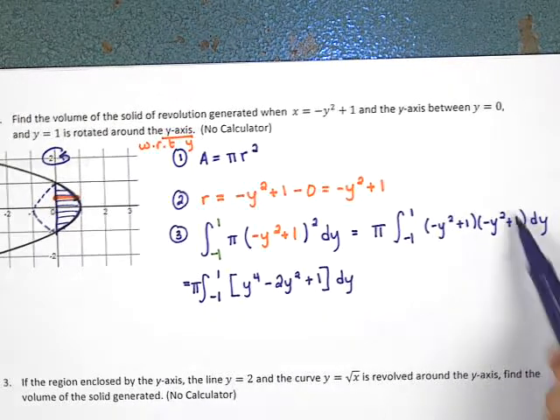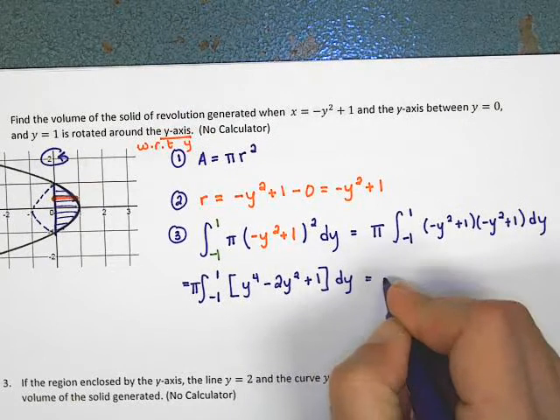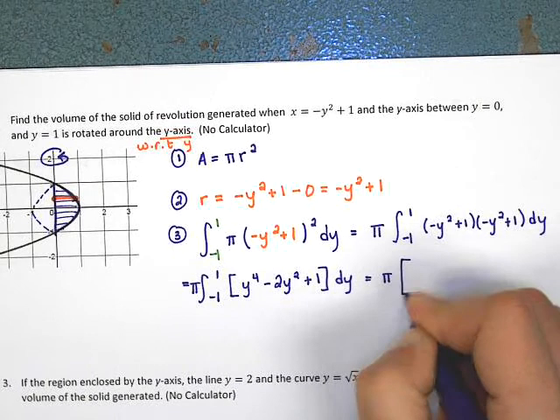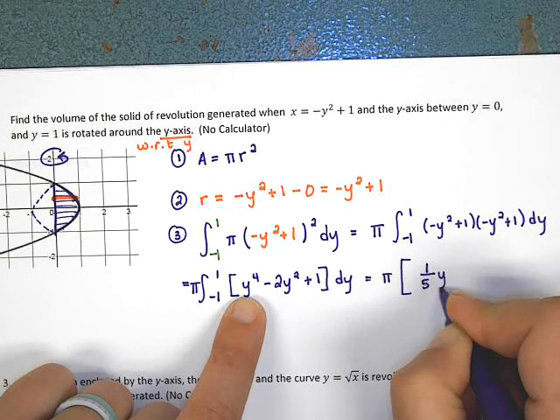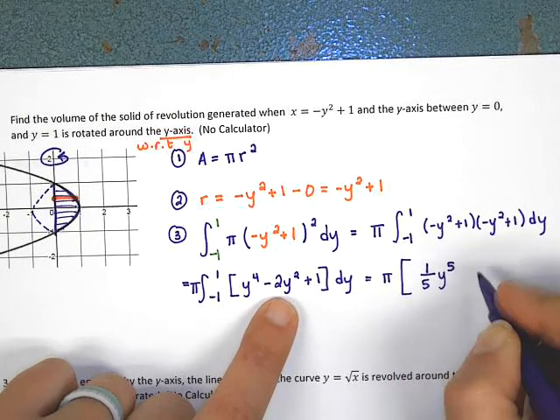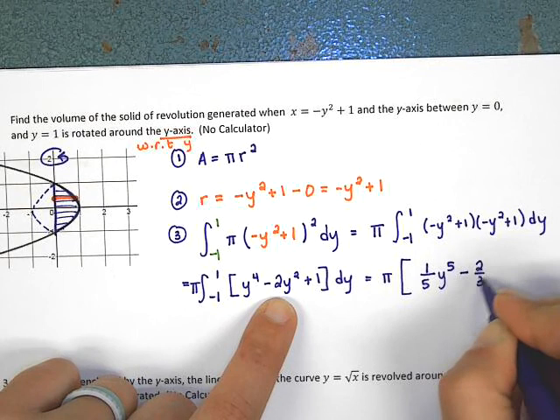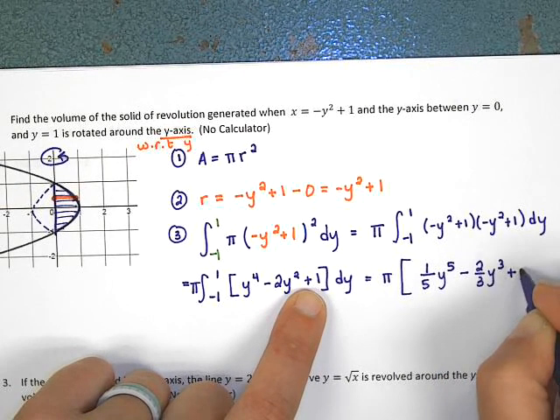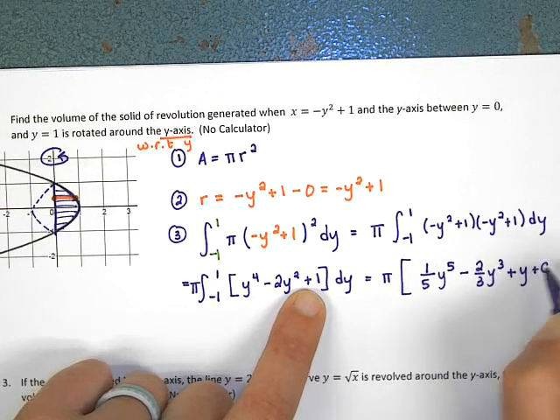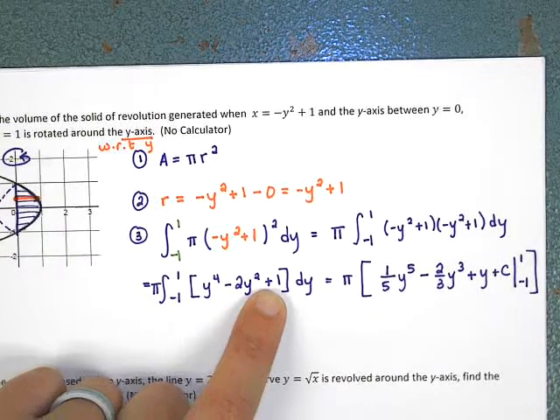I'm just foiling those together, multiplying them out. Now I'm going to do my antiderivative. The antiderivative of y to the fourth would be 1/5 y to the fifth. The antiderivative of 2y squared would be minus 2/3 y cubed. The antiderivative of 1 would just be plus y. Then we have our plus c evaluated between negative 1 and 1.